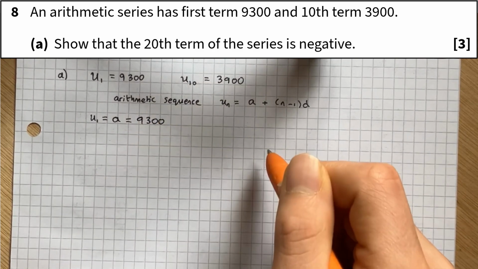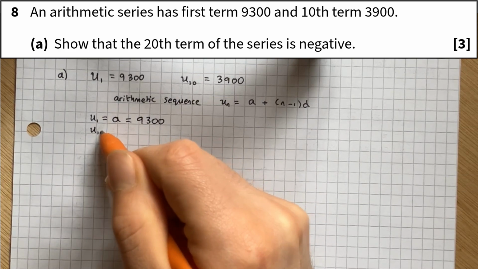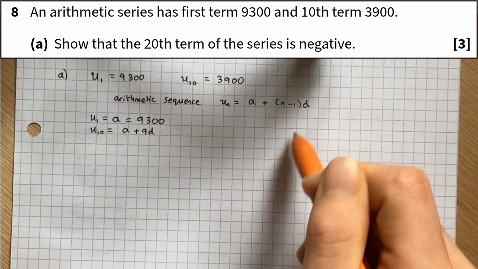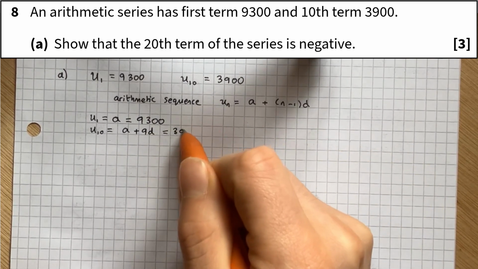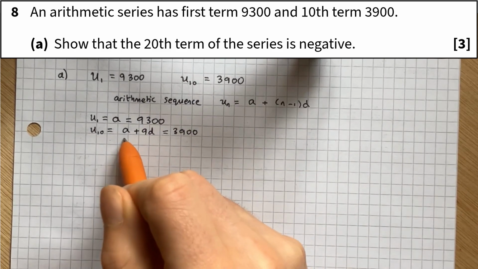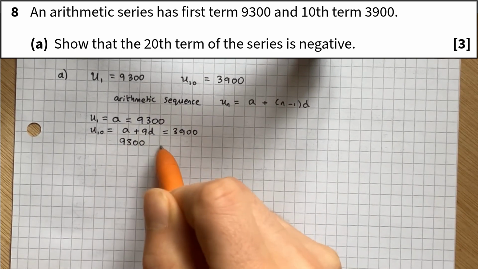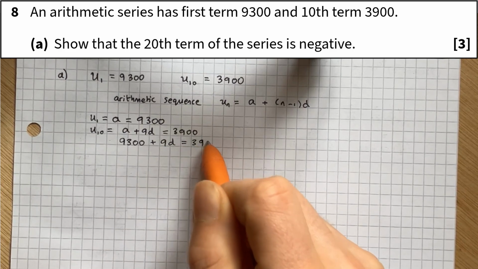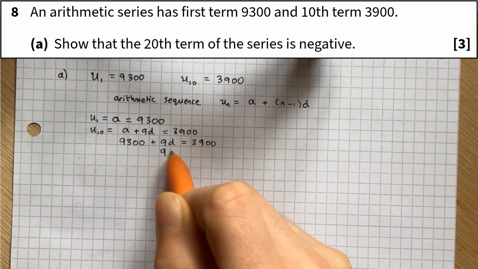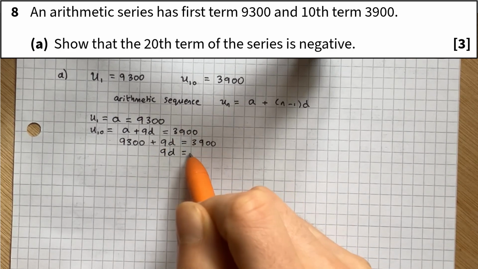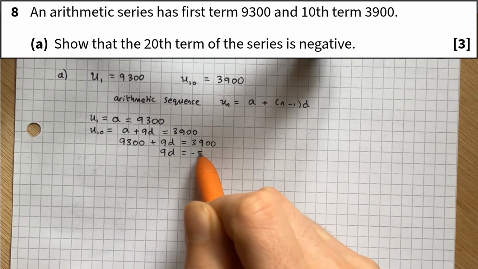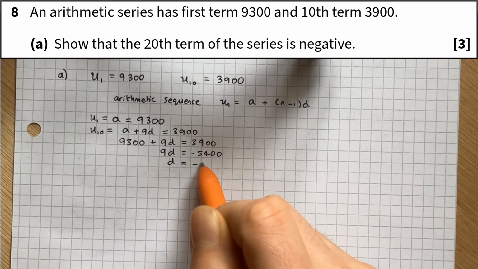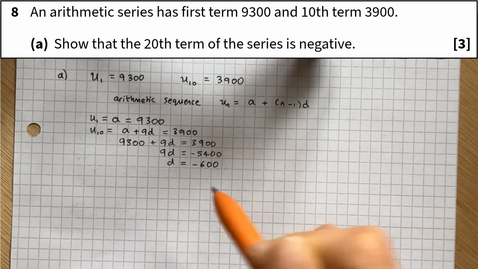So U1 is the first term, it's a, it's 9,300 according to the question. The 10th term, using that formula, is a plus 9d, which we know to be 3,900. But we know a, so 9,300 plus 9d should be 3,900, and with a little bit of rearranging, we should be able to find the value of d. So 9d is going to be equal to minus 5,400, and if we divide by 9, we'll get d, the common difference, which is minus 600.